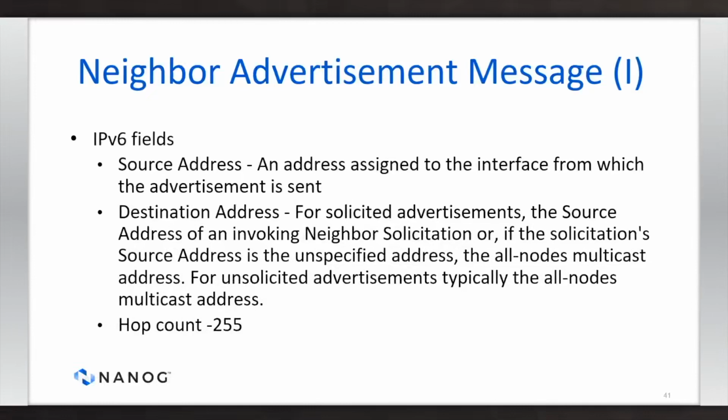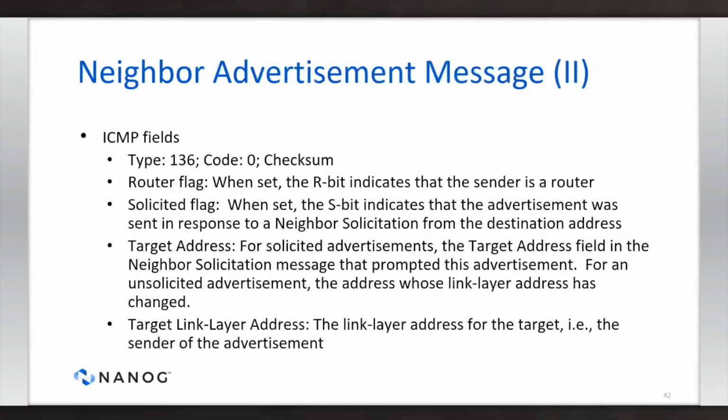The source address is the address of the interface from which the advertisement is sent, as a link local address. The destination address for solicited advertisements is either the invoking neighbor's address, the one that he sent in the neighbor solicitation, or the all nodes multicast address. Again, a boatload of payload that tells you about the neighbor.